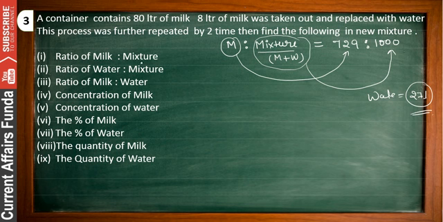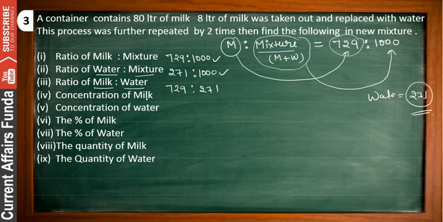Ratio of milk is to mixture. That means the first answer will be 729 is to 1000. That is our first answer. Ratio of water is to mixture. What is water here? 271. So we can say 271 is to 1000. This is your water is to mixture. Again, milk is to water. What is milk here? Milk is 729, and what is water here? This one. So we can say 729 is to 271.